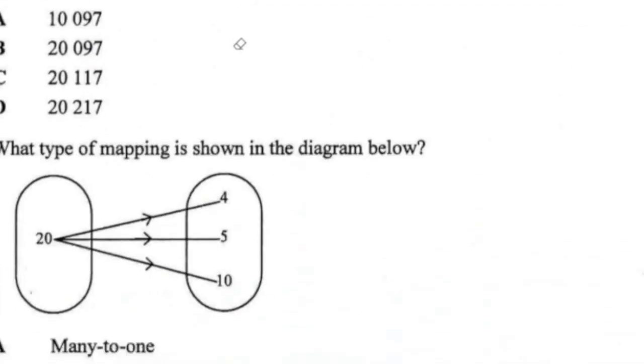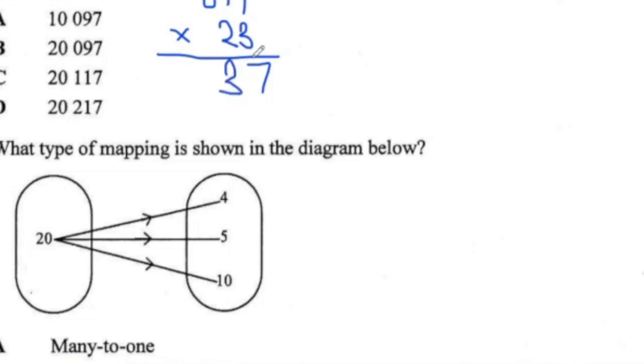Okay, we come to question number 27, which is 879 times 23. So we say 879 times 23. Okay, 3 times 9 will give us 27. So I'm going to write 7 carry 2. Then 3 times 7 is 21 plus 2, that will be 23.